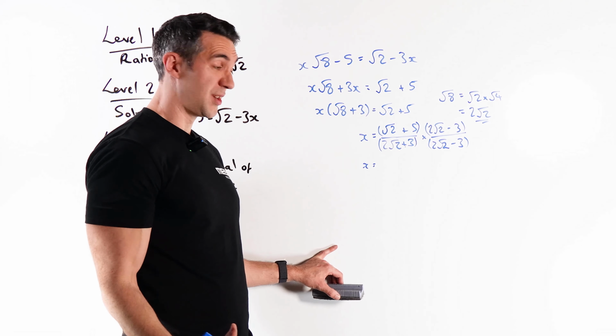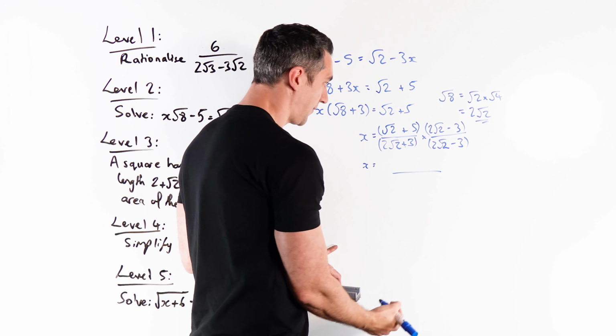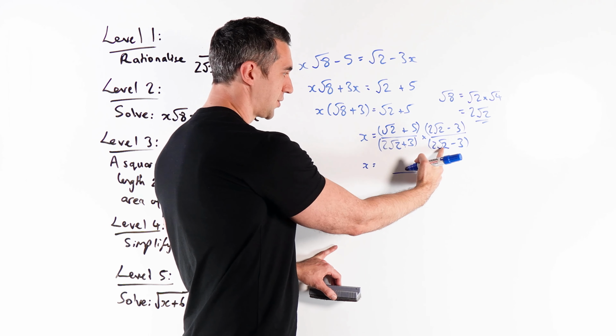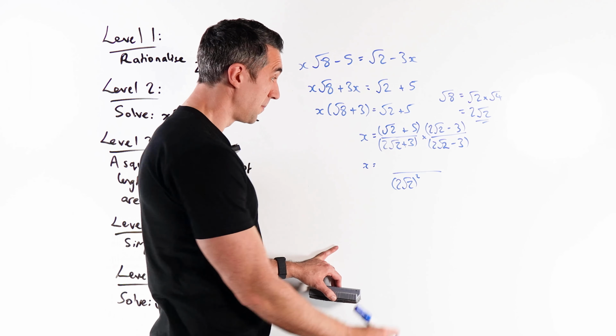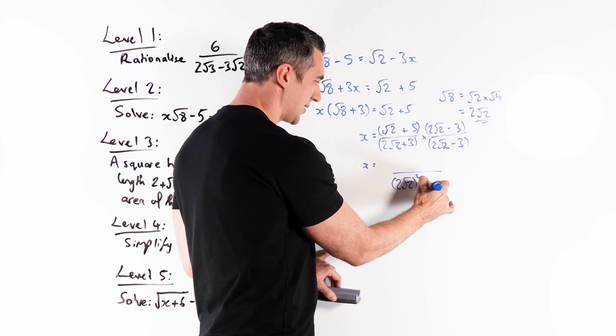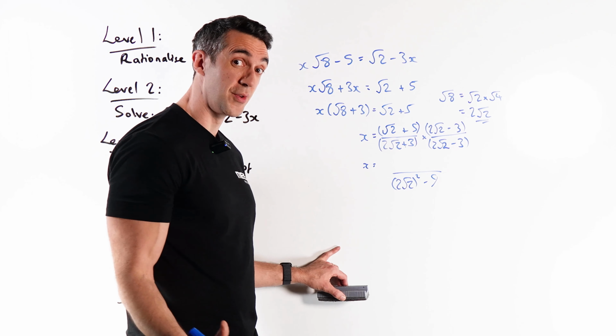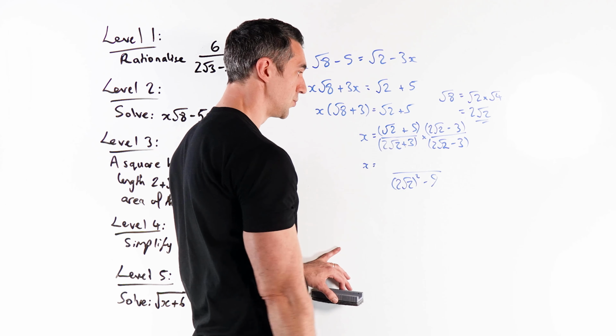So this time I'm going to start with the denominator. If we do our denominator first, we've got 2 root 2 times 2 root 2. So we can write our 2 root 2 squared like we did before. We've got our plus 3 times minus 3, so that's going to be minus 9. Remember, we don't need the middle terms because it's our difference of 2 squares.